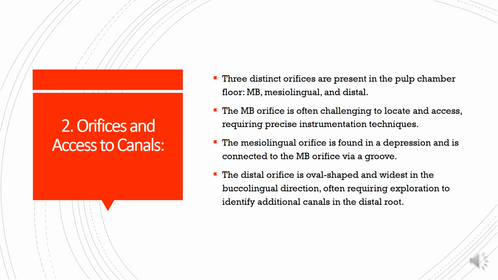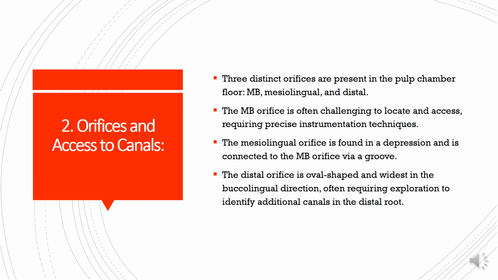Orifices and access to canals. 3 distinct orifices are present in the pulp chamber floor. These are mesobuccal, mesolingual, and distal. The mesobuccal orifice is often challenging to locate and access, requiring precise instrumentation techniques. The mesolingual orifice is found in a depression and is connected to the mesobuccal orifice via a groove. The distal orifice is oval-shaped and widest in the buccolingual direction, often requiring exploration to identify additional canals in the distal root.